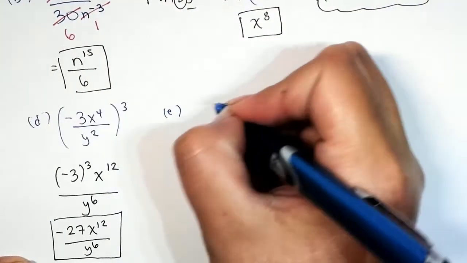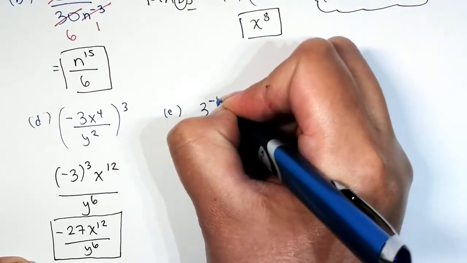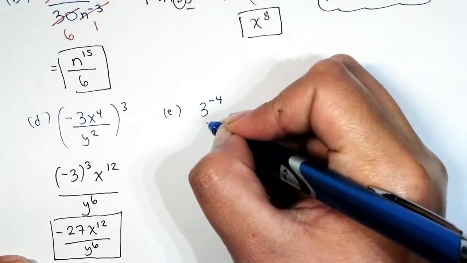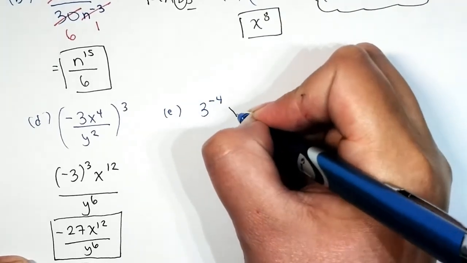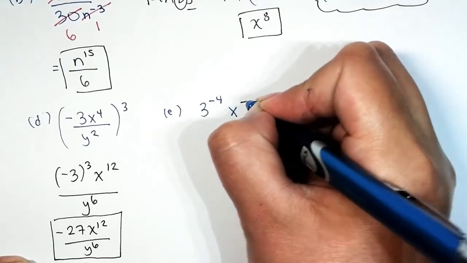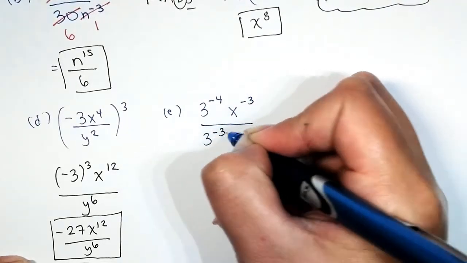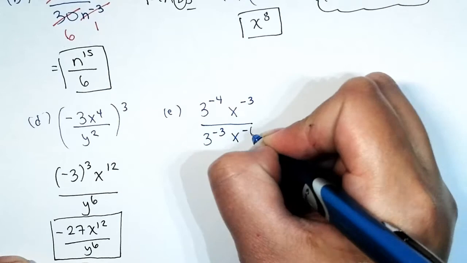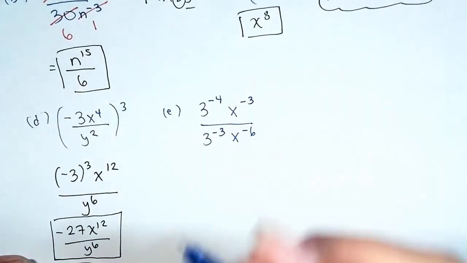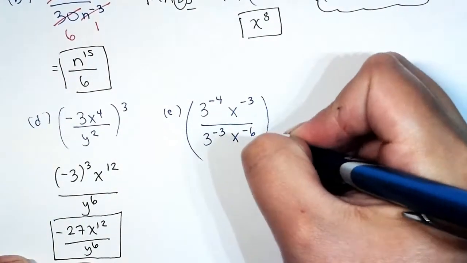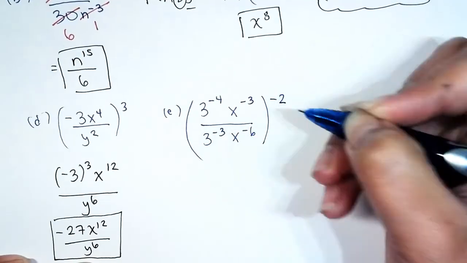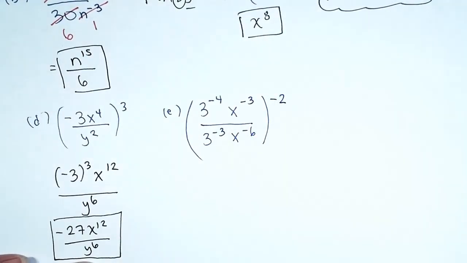Problem E, we have spicier. Okay, excellent students. Fantastic. We have 3 to the -4th times x to the -3rd over 3 to the -3rd times x to the -6, and if that wasn't spicy enough, let's go ahead and raise it to the -2nd power. Oh, is this going to be on the test? You know what? If you just pretend that every problem is going to be on the test, nothing will surprise you.